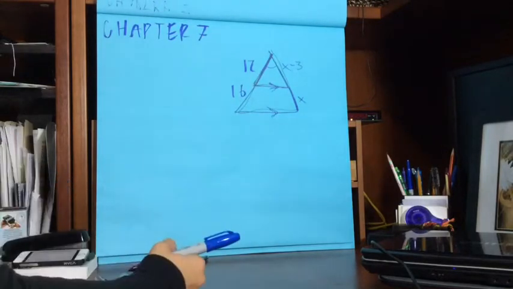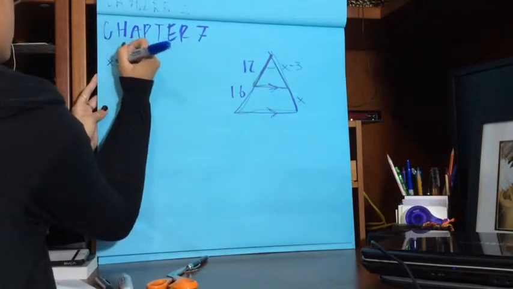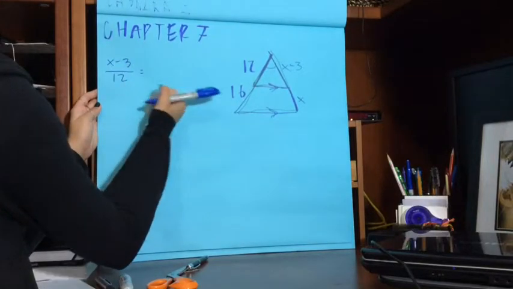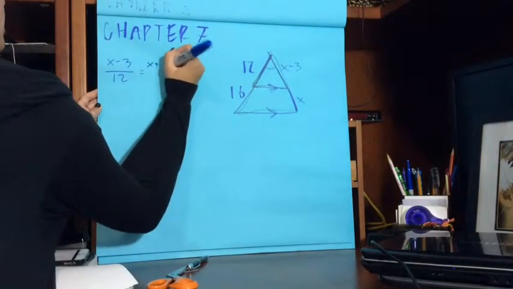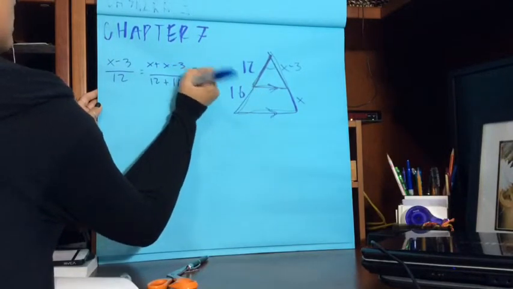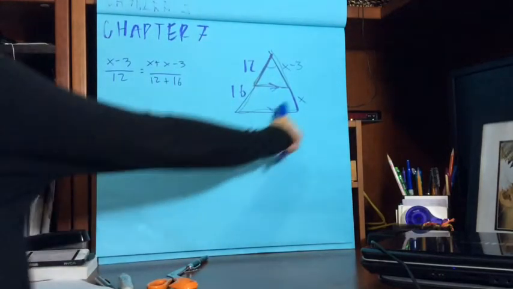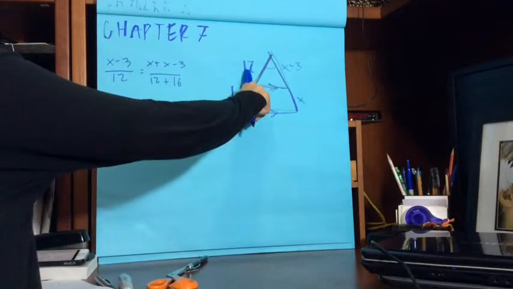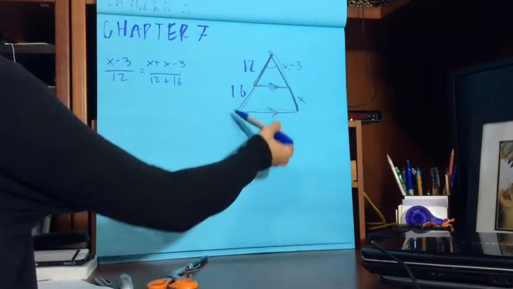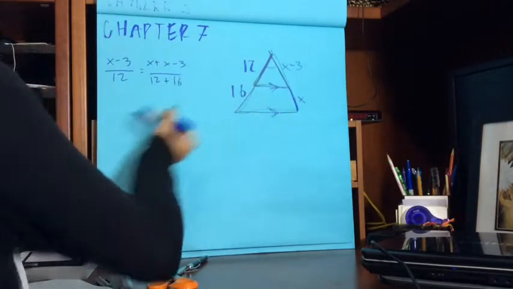The next step to figuring out what x is is to set up a proportion. So it's going to be x minus 3 is to 12, and x plus x minus 3 is to 12 plus 16. This first ratio represents this side of the triangle to this side, and this second ratio represents the larger triangle. So you add up these two segments here and these two segments here.